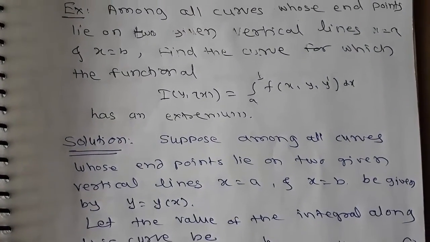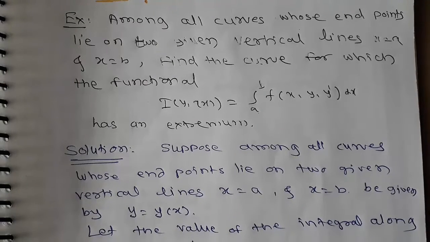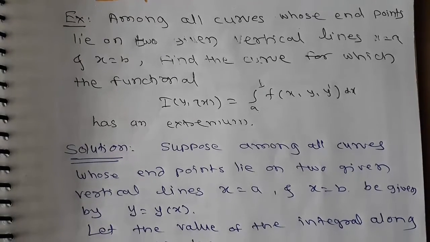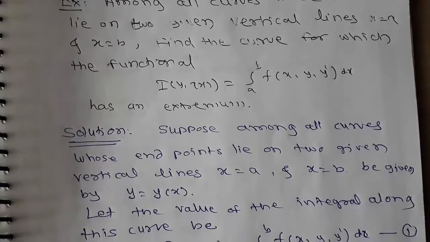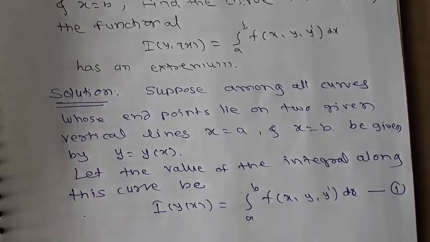Suppose among all curves whose endpoints lie on two given vertical lines x equal to a and x equal to b, the extremal is given by y equal to y of x. Let the value of the integral along this curve be I of y of x equal to integral a to b f of x, y, y dash dx. Consider this as equation 1.